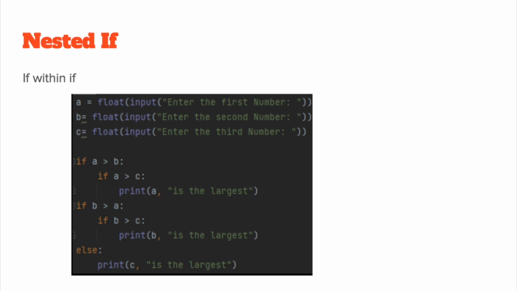Then we're going to do another nested if statement where we're going to say if B was greater than A, then inside that, if B is greater than C, and then if that's true, then we print B is the largest. Else, we simply say C is the largest.